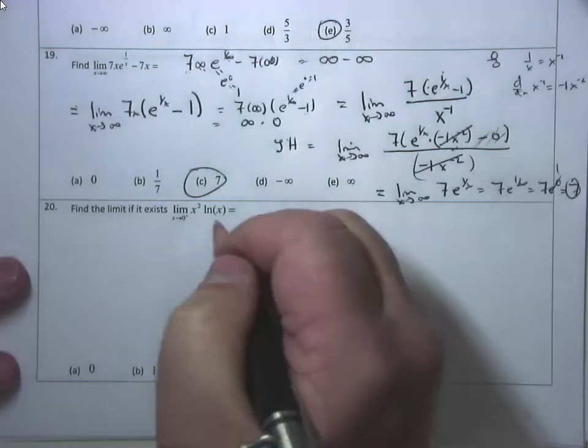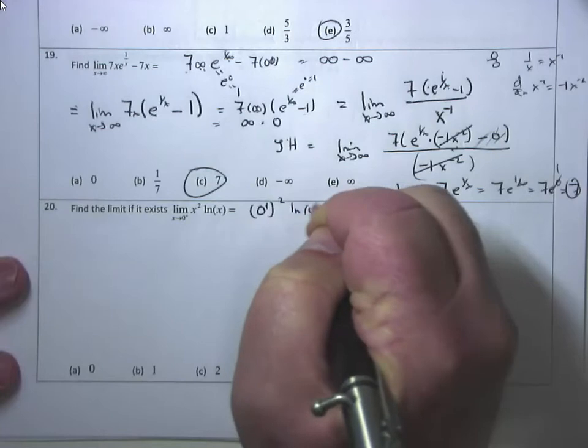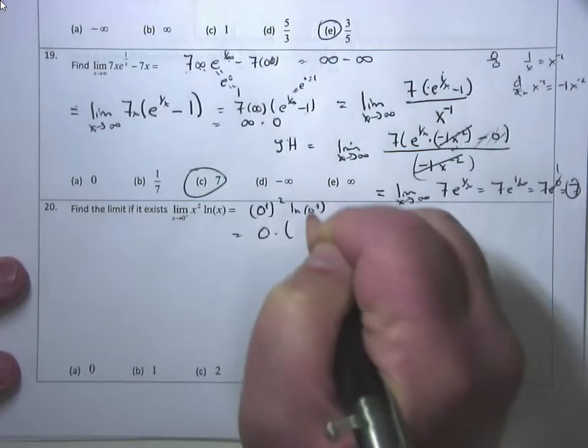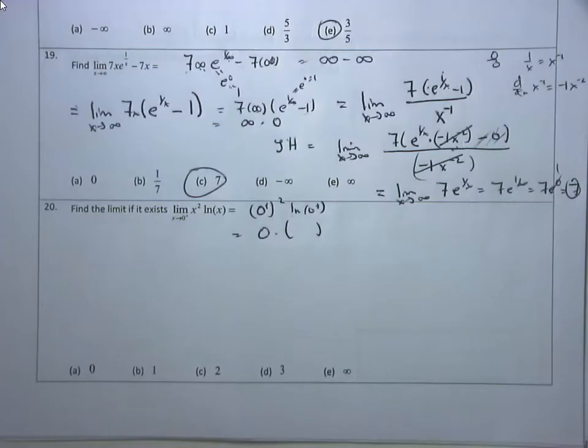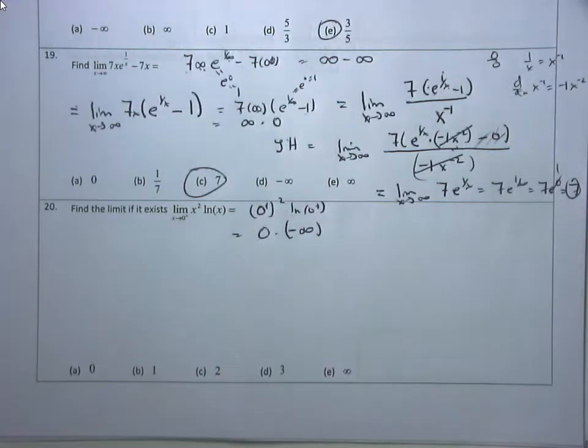All right, first rule, plug it in. 0 on the plus side squared times the natural log of 0 on the plus side. 0 squared is 0, but what is the natural log of 0 on the plus side? That's something you're supposed to know from chapter 3.1, 3.2. What is that? Negative infinity. It's 0 times infinity. We don't care about the signs of it.